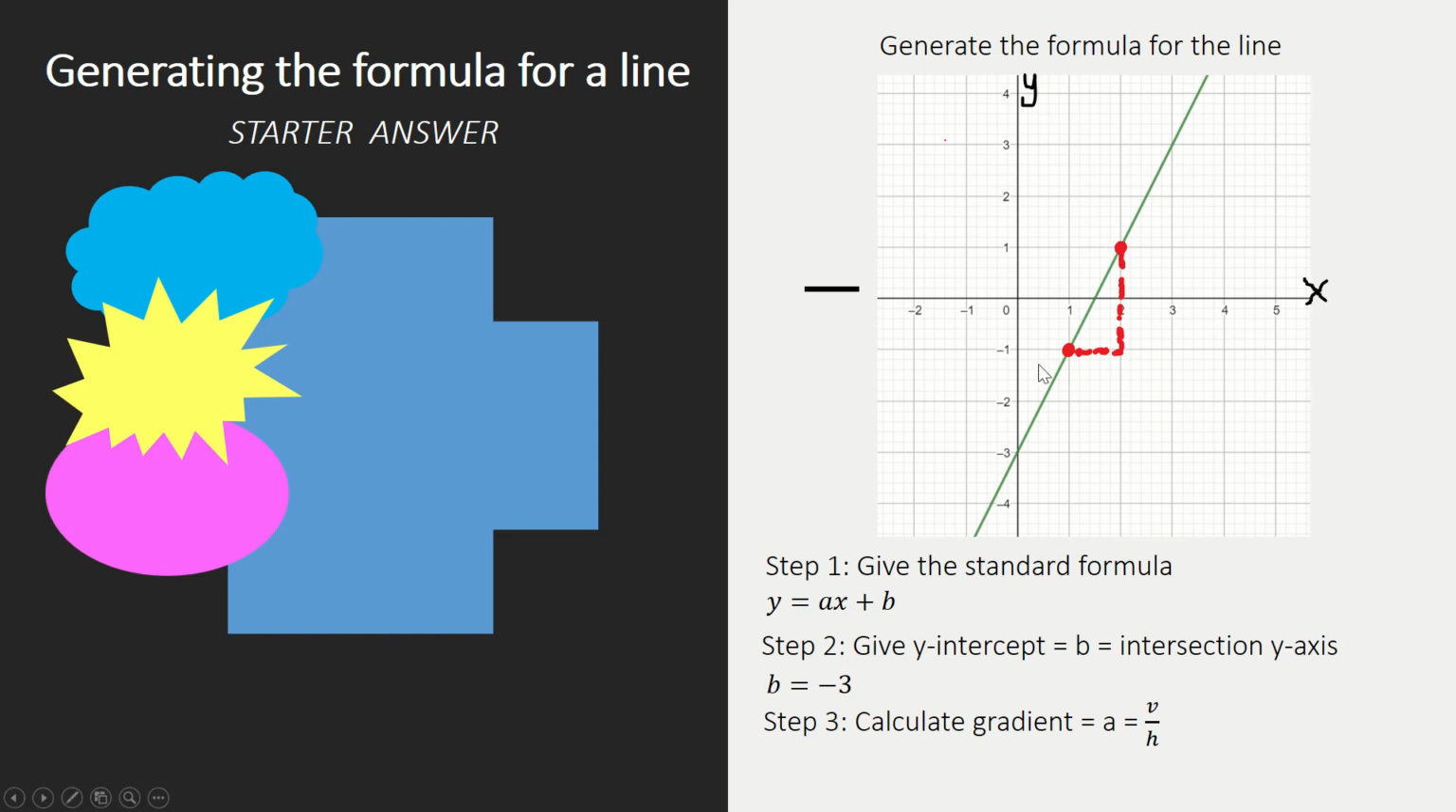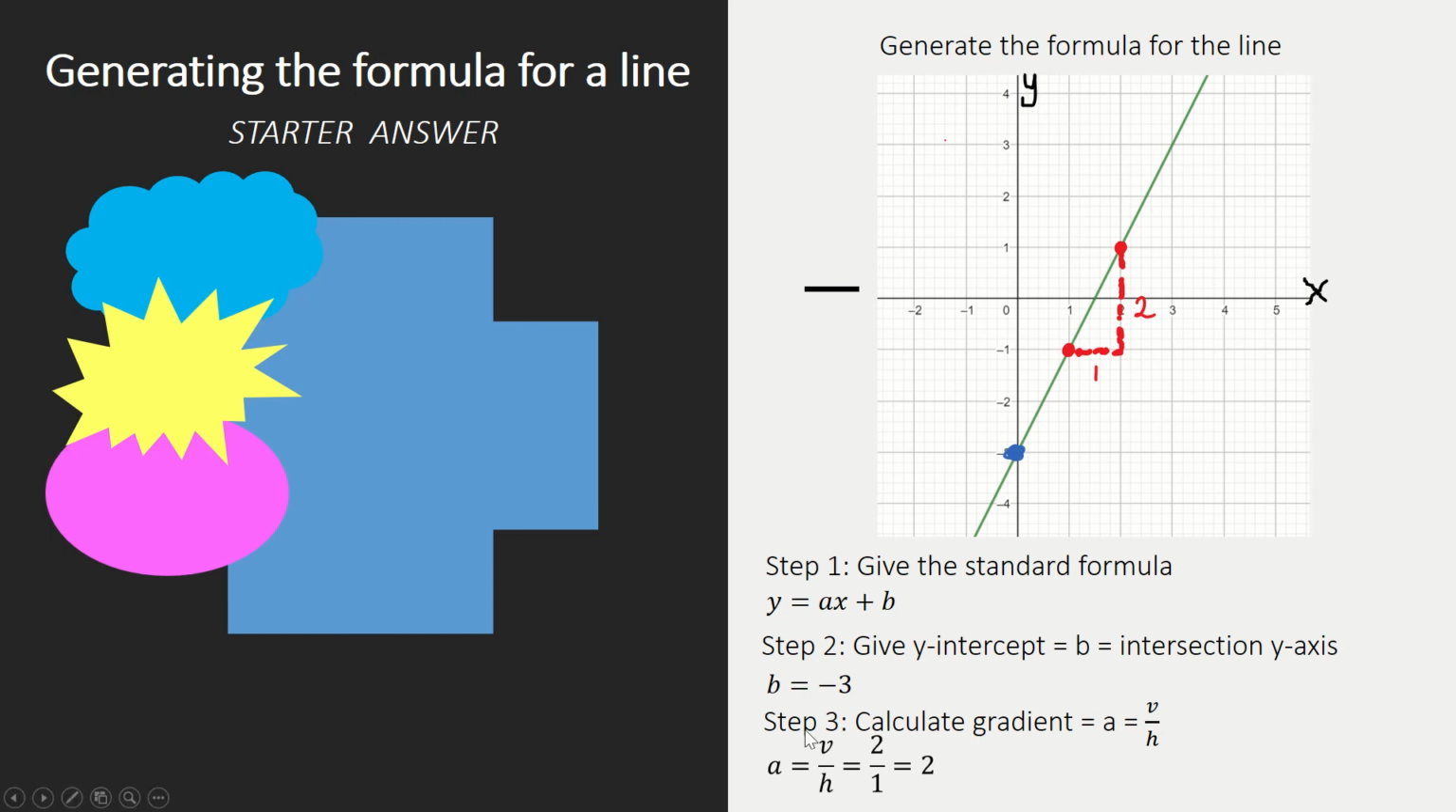Alright, then you're going to have a look. How many vertical steps do we go? We go 2 vertical steps, and we go 1 horizontal step. According to the formula, we should divide the vertical, which is 2, by the horizontal, which is 1. So 2 over 1, which is the same as 2.